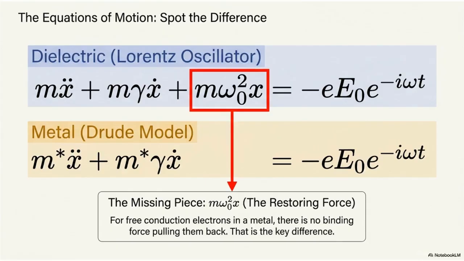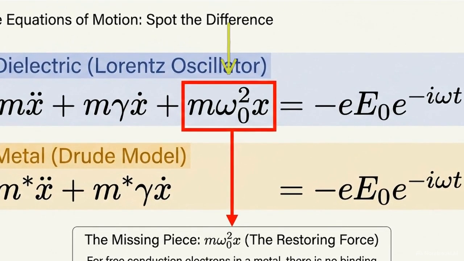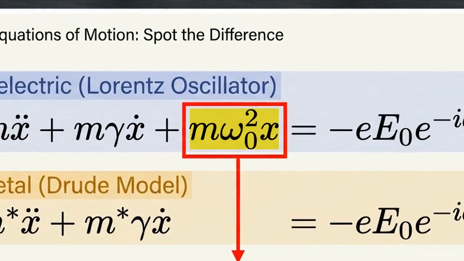Without the energy to jump the gap, bound electrons behave like driven harmonic oscillators. The Lorentz model treats them as if attached to quantum springs. This specific term represents the binding force. The electric field drives the electron, but this spring pulls it back.